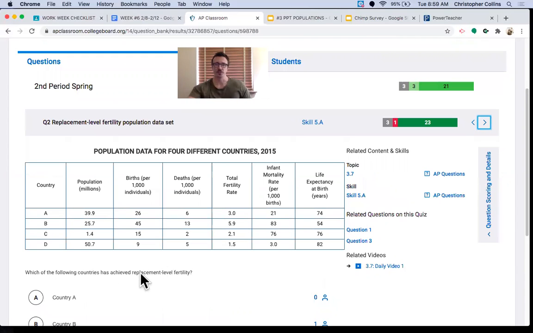Which of the following countries has achieved replacement level fertility? Well, replacement level fertility was something that was addressed in yesterday's AP Daily video, and that is exactly what it sounds like. What is the fertility rate needed to replace the parents, right? And so you would intuitively think that the number would be 2, right? That if the woman had exactly 2 babies, the population would be very, very stable, right? Because the woman would produce 2 children, which would replace herself as well as her mate. But that's not necessarily the case. The replacement level fertility needs to actually be slightly higher than 2 children per woman.